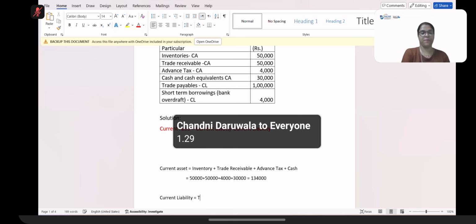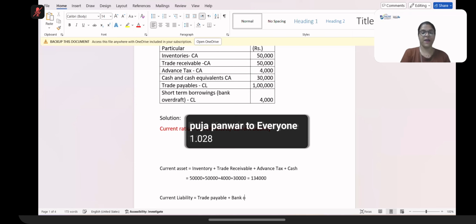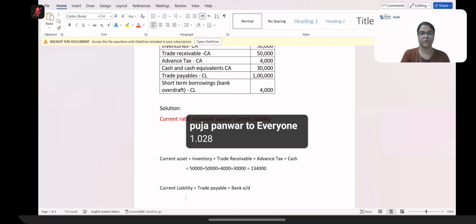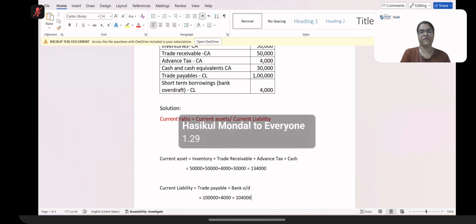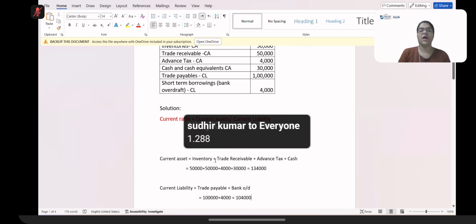That is trade payable plus bank overdraft. That is 1 lakh plus 4,000. That comes out to 1,04,000. Okay. अब हमें दोनों नंबर्स तो मिल गए, फिगर्स मिल गए.